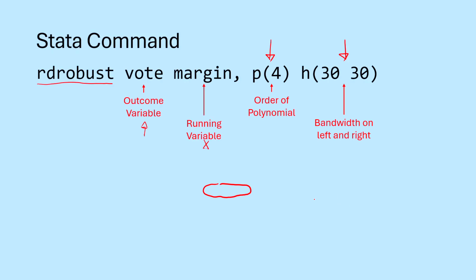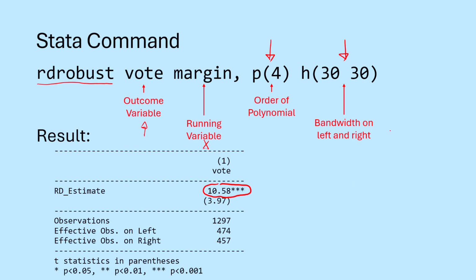And the last option that you might commonly use with RD Robust that I didn't have to use here is you will put a C at the end, and in that C you'll put the place where the discontinuity happens. In this case, I didn't need to put it there because the discontinuity happens at 0, and RD Robust assumes by default that this discontinuity happens at 0.